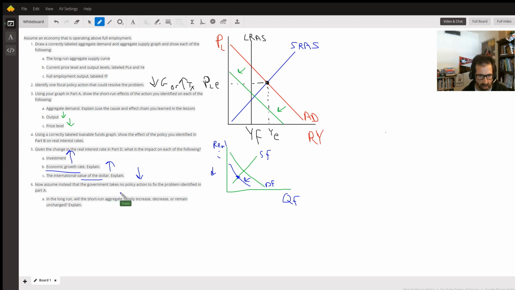Now, if the government takes no policy action, in the long run, short run aggregate supply will decrease, circling the wrong one. And that's because resources and wages will now be higher to produce, and short run aggregate supply snaps backwards to there as firms realize it's more expensive to produce in this economy. So that's the way that answer needs to be explained. There you go.